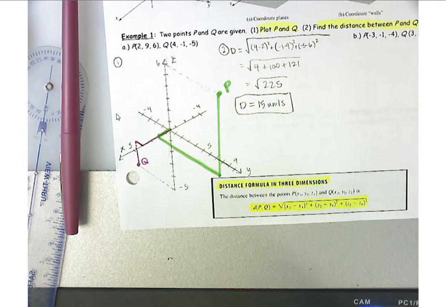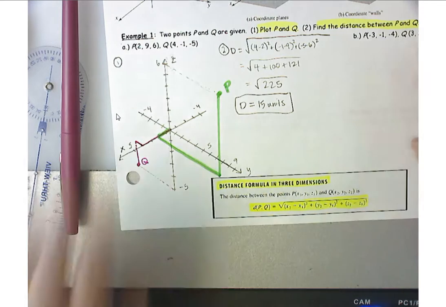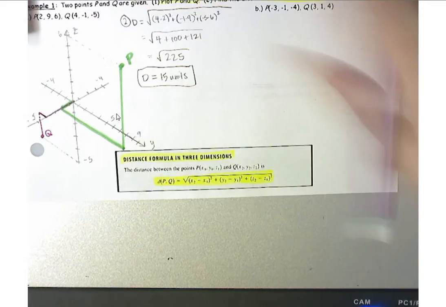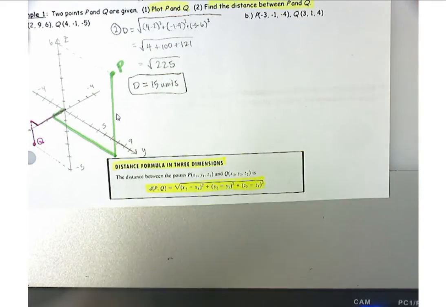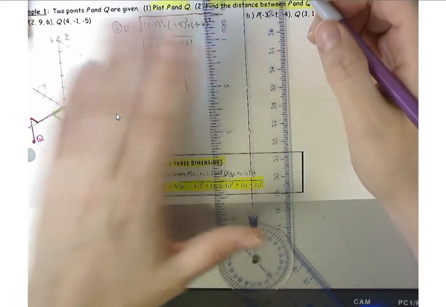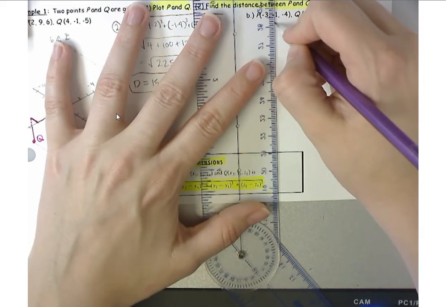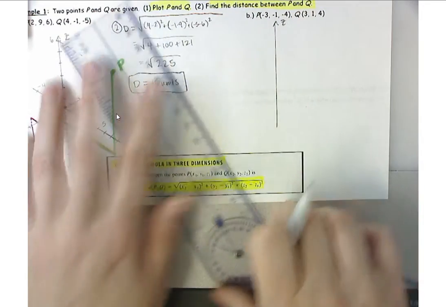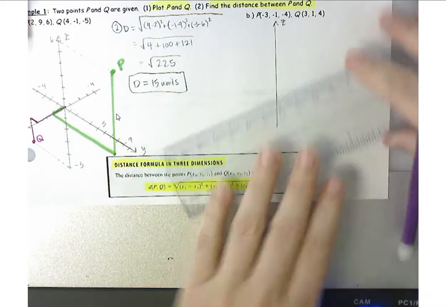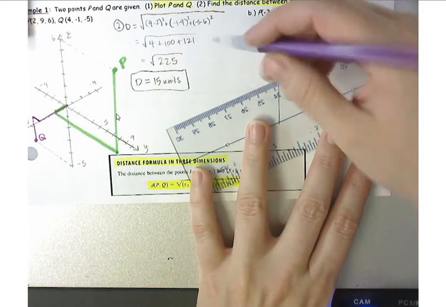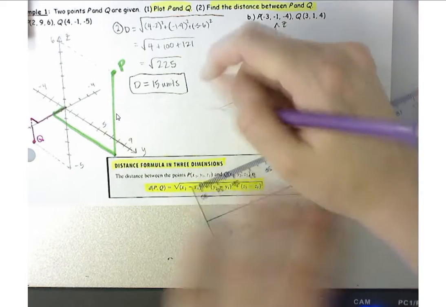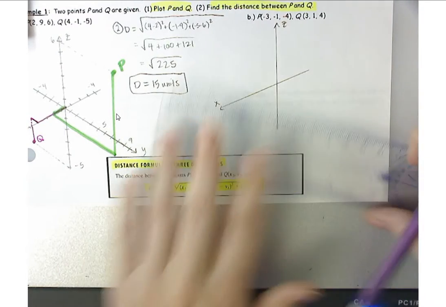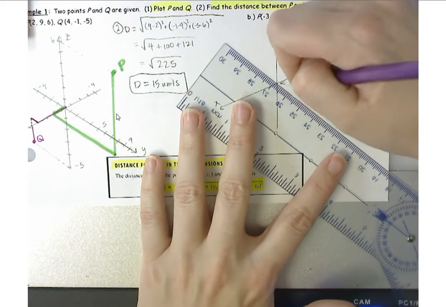Okay, you guys ready to try part B? Alright, so try to do that by yourself. If you're feeling lost, you can still watch me. Okay, remember we are starting with your z-axis here. And then x. And then remember these are perpendicular to each other.